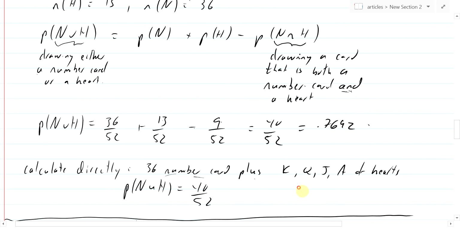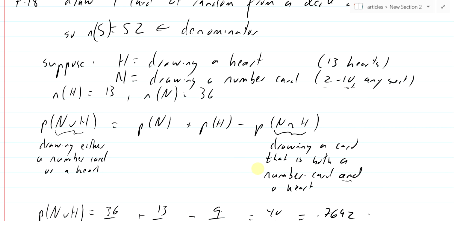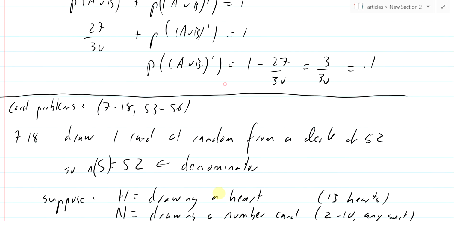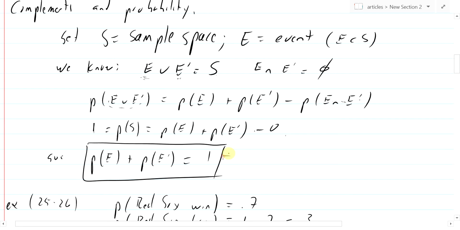And then we have the addition principle for probability. We just add the probabilities and subtract off the overlap. It's exactly the same as the addition principle for counting things, except everything is a probability. Rule for complements.